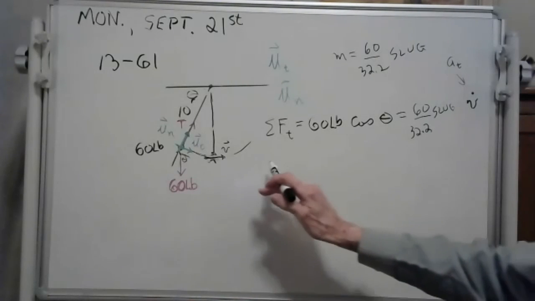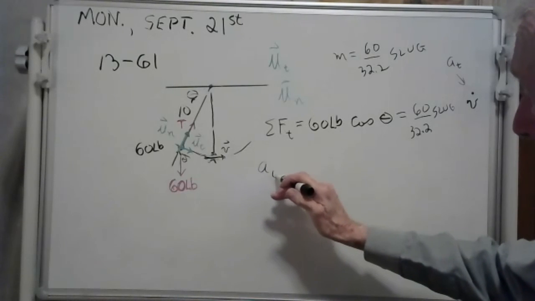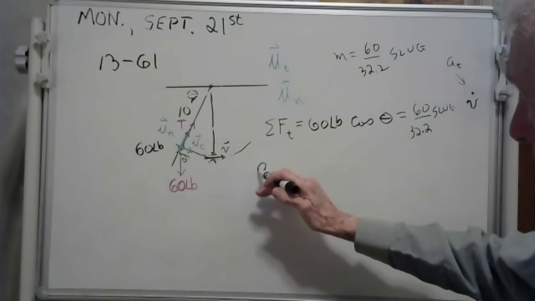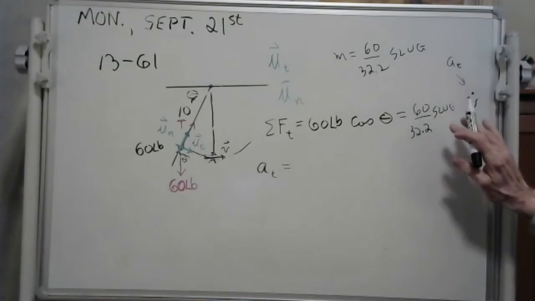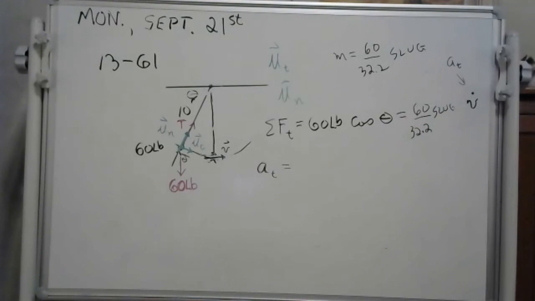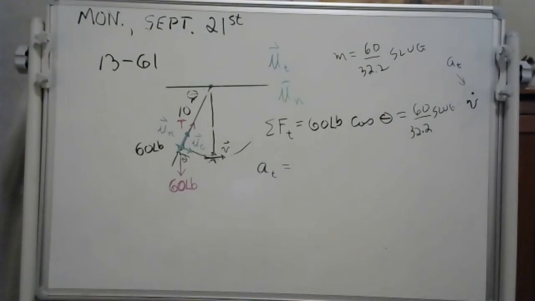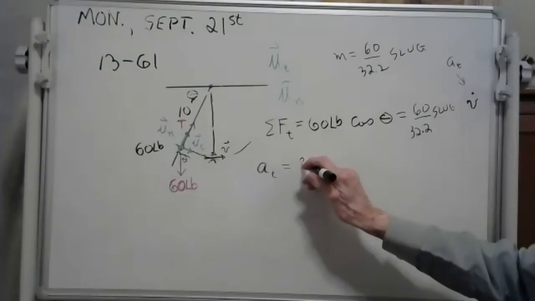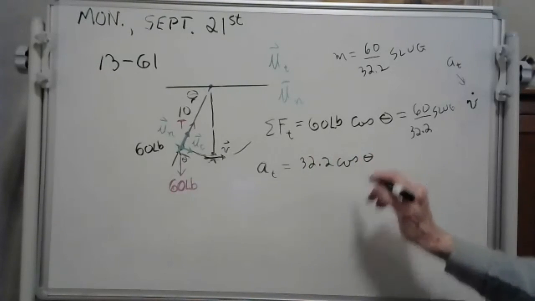Well, let me write it. I have a minute and a half. We might be able to get the speed, and then I'll be out of time. It's sad. Do a little algebra with me here, and let's see what we get. The 60s cancel, don't they? They just cancel. And what you wind up with is 32.2 cosine of theta.